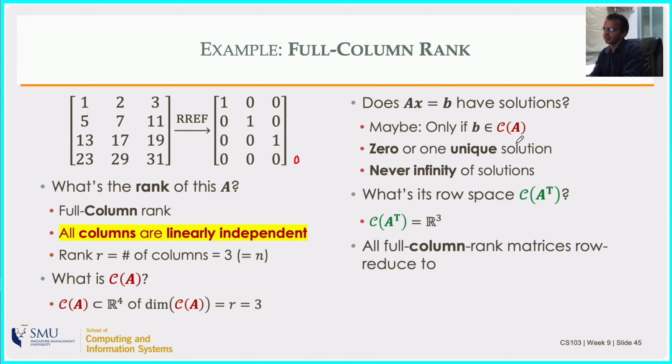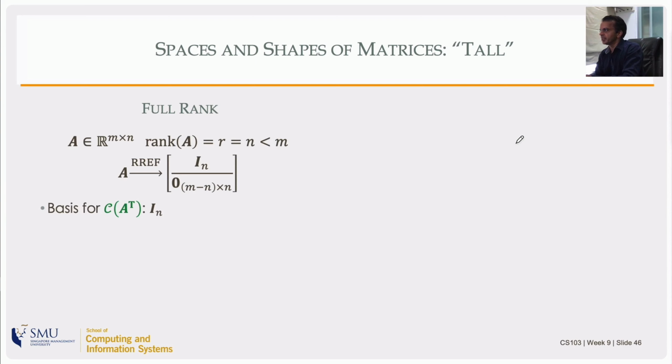The row space is all of R3. So all full column rank matrices will row reduce to that. Okay. Now the same thing again using symbols rather than numbers.